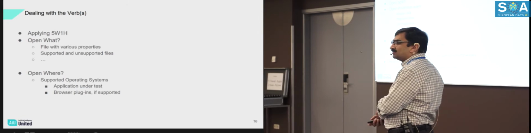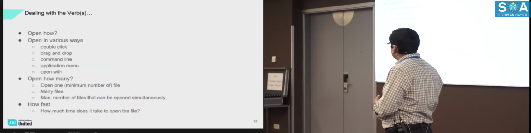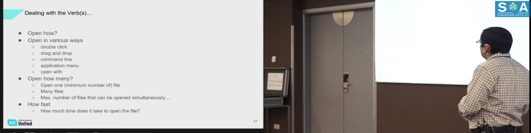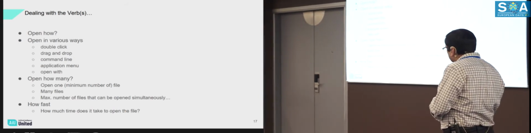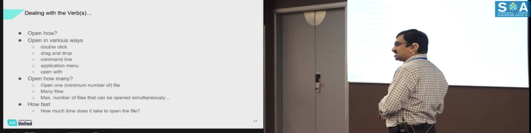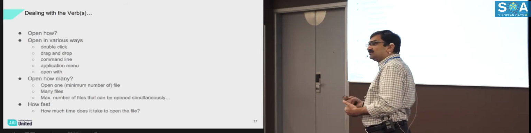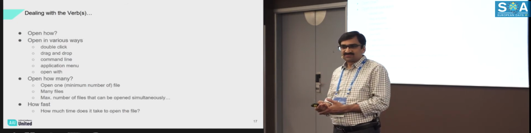How do you open? Oh, there are various ways to open. Double click, drag and drop, command line, application menu, right click and open with. Open how many? One, many, maximum numbers that can be opened simultaneously. How fast is it? And so on. So when you deal with Verb with 5W1H, you start to get more test cases.